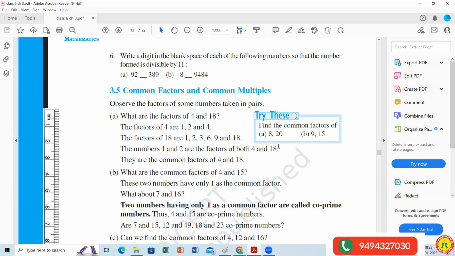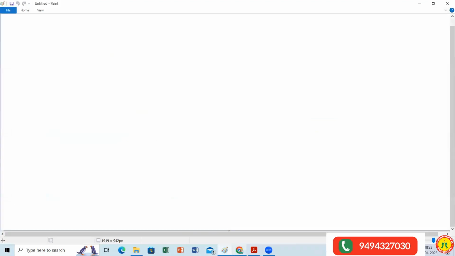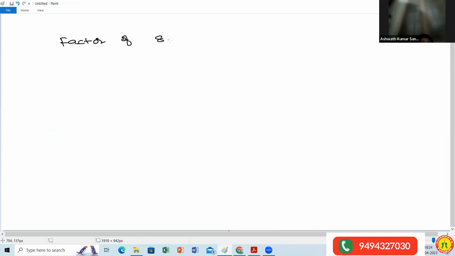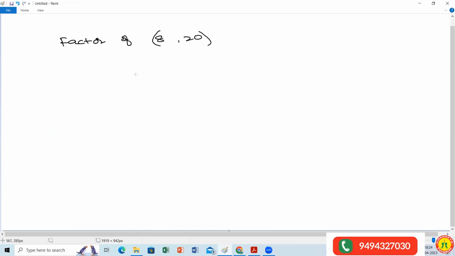Find the common factors of 8 and 20. So we need the factors of 8 and the factors of 20. Please write down what the factors of 8 are, children. What is a factor, we discussed earlier. Suppose for 8, I'm writing, children: 1 and the number itself is a factor of every number.